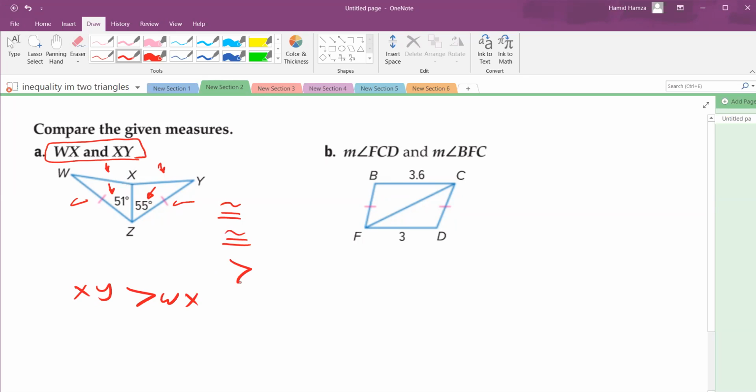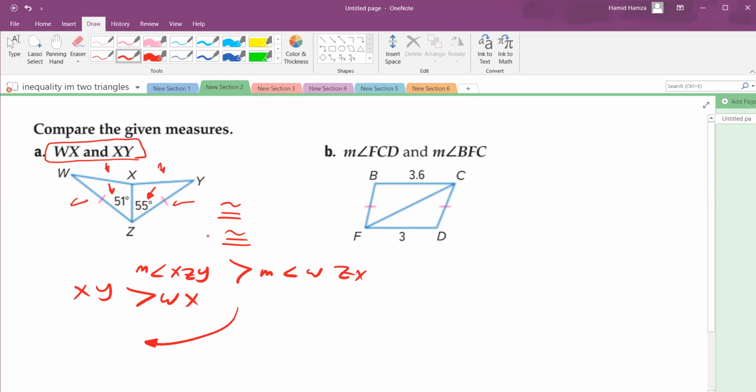So we should write, two congruent, one greater, and the conclusion. This is my conclusion. This is my final answer, guys. We start from the last. So XY is greater than WX. What is the angle opposite to XY? This one, angle 55. What is the name of angle 55? Measure of angle XZY is greater than measure of angle WZX, 51.